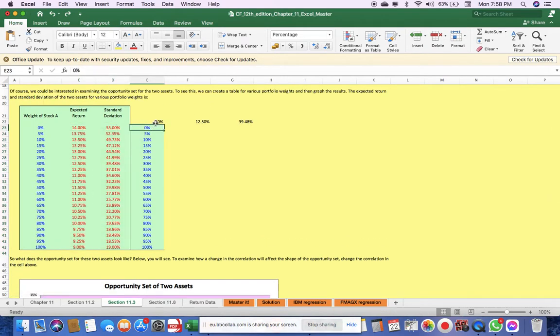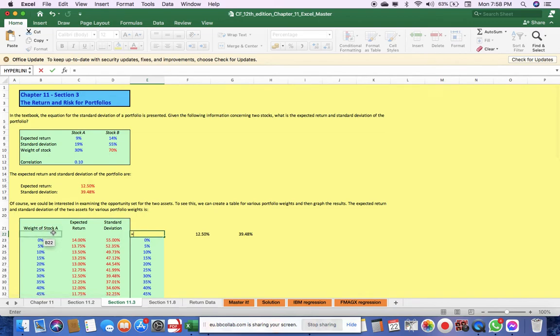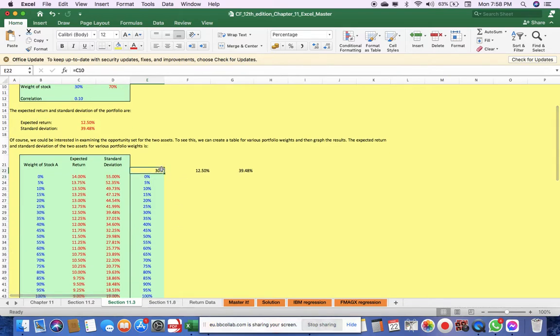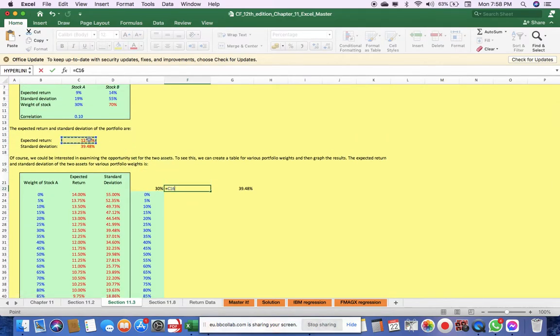So you can do the return here. What are you putting? You are putting the weight of stock A. This is equal to the weight of stock A we put here. And here what we need to put is the expected return of the portfolio. If the weight of stock A is 30%, the expected return is equal to 12.5%.